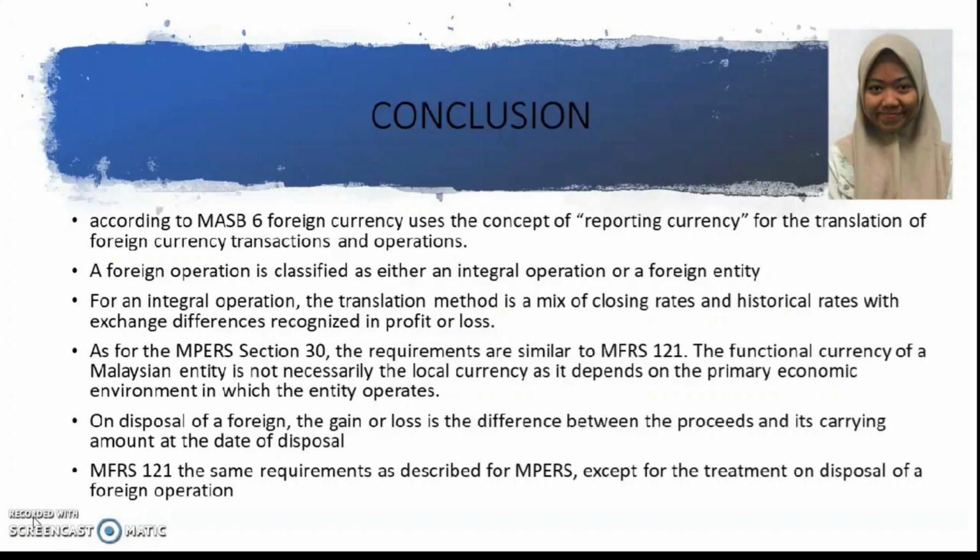As for MPERS section 30, the requirements are similar to MFRS 121. The functional currency of a Malaysian entity is not necessarily the local currency, as it depends on the primary economic environment in which the entity operates. And on disposal of operations, the gain or loss is the difference between the proceeds and its carrying amount at the date of disposal. And MFRS 121 requires the same as described for MPERS, except for the treatment on disposal of foreign operation.